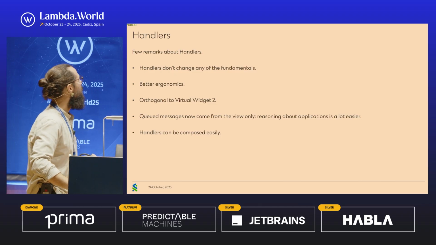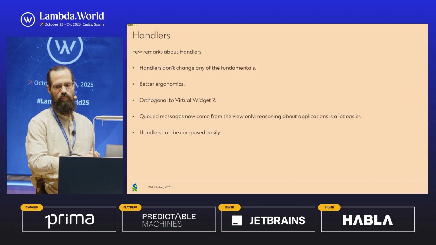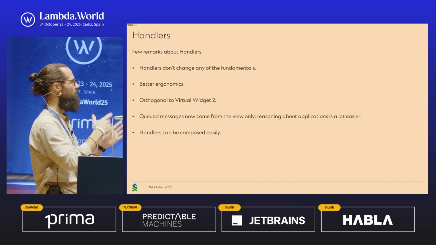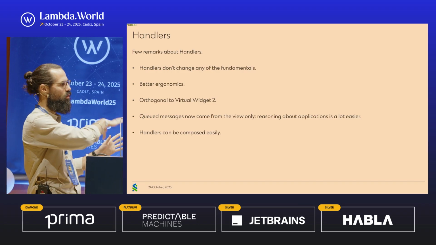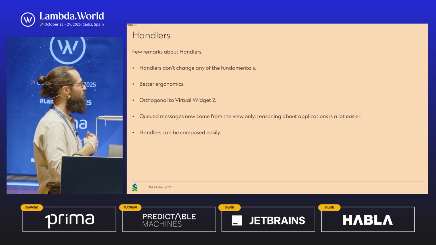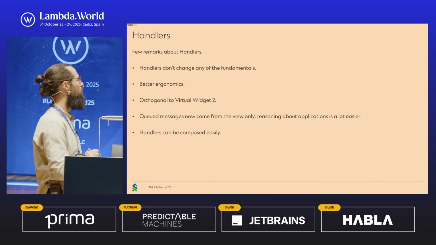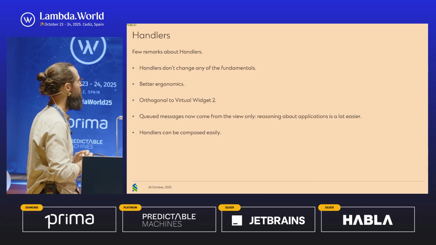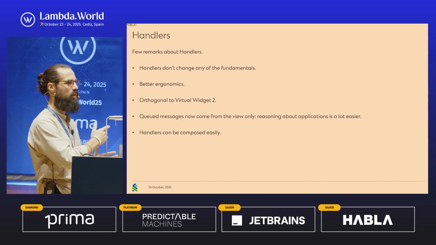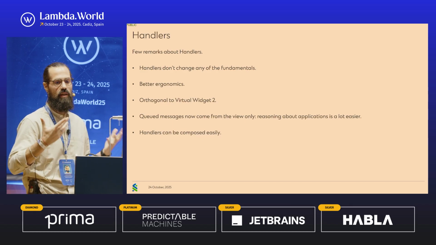Now, a few notes about handlers. They don't really change any of the fundamentals of Virtual Widget 2, right? So it's a completely different thing than the move from a view, from a function to a profunctor. It's more about building better ergonomics for programmers on how to define graphical user interfaces. It is somehow orthogonal to Virtual Widget 2 in the sense that we could have implemented this in Virtual Widget 1, but I guess we never did because Virtual Widget 1 was never used fully.